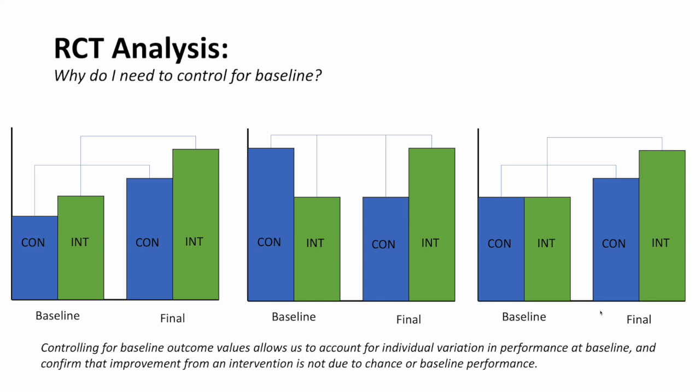And thus when we control for baseline outcomes, it allows us to account for individual variation in performance at baseline. And this is something that's going to help us confirm that improvements in the intervention aren't just due to random chance based on baseline performance. So we always need to account for baseline differences.